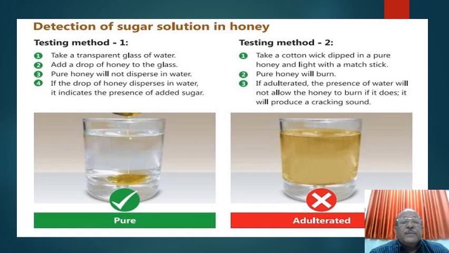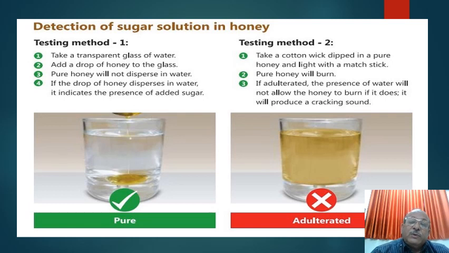Detection of sugar solution in honey. How will you do that? Testing method number one: take a transparent glass of water. Add a drop of honey to the glass. Pure honey will not disperse in water. If the drop of honey disperses in water, it indicates the presence of added sugar.